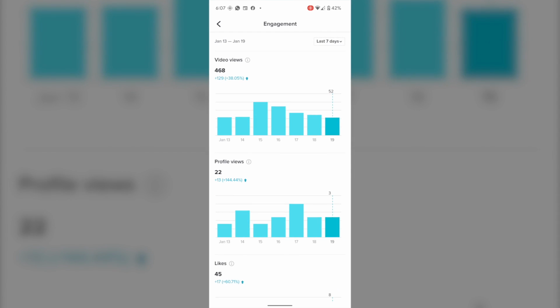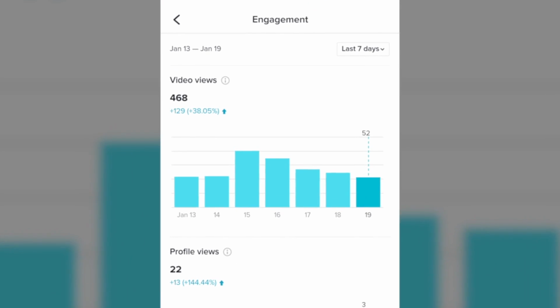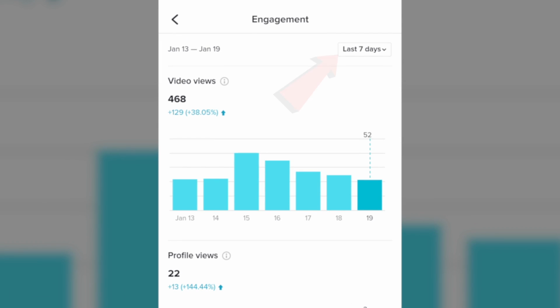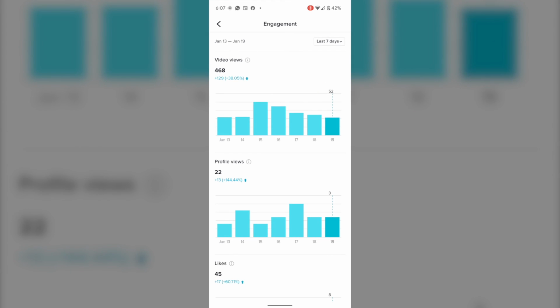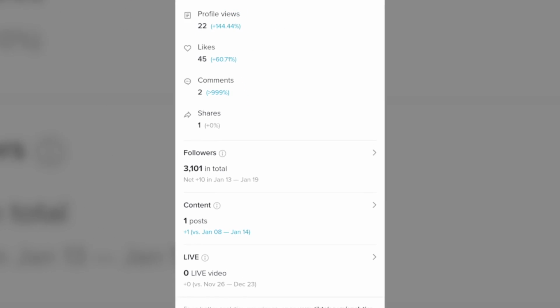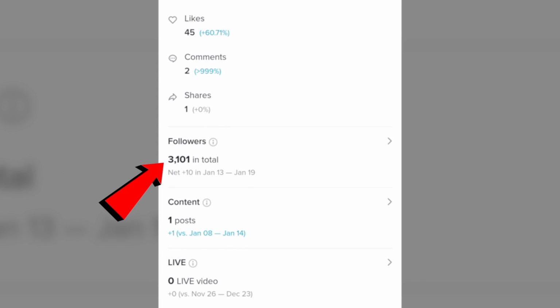Video views provide details for the last 7, 28, and 60 days about the number of times any video has been watched. Please pay attention to the day that you received the most views and consider it as the best time to post. The followers area informs you who has joined recently and the total number of followers of your account.